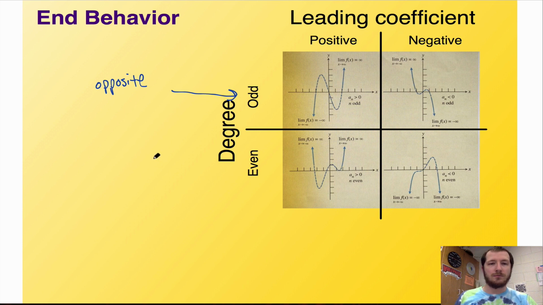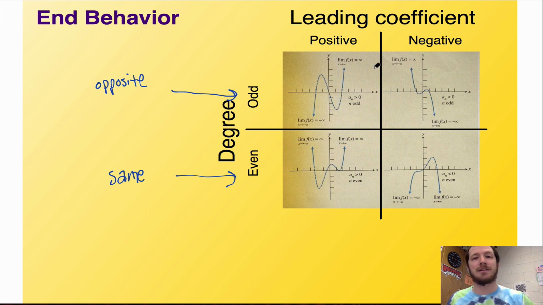If you have an even degree polynomial function, then your end behaviors are going to be the same on both ends. So if it comes from positive infinity, then it's going to end at positive infinity. Your y's on the ends are going to be going the same way. With a positive leading coefficient, up and up, with a negative leading coefficient, down and down on both ends.